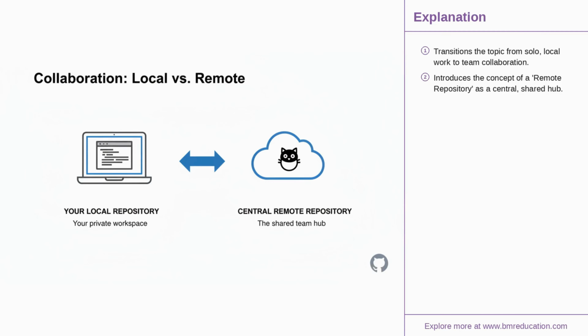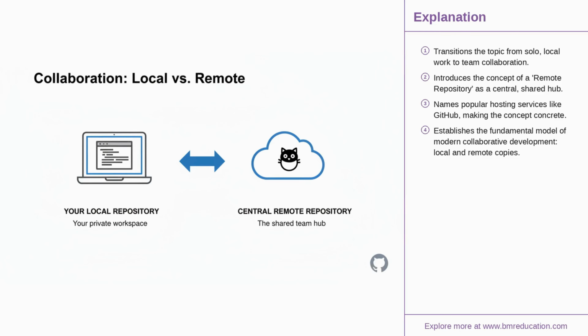So far, everything we've discussed happens on your own computer, in your local repository. But the true power of Git is unlocked when we collaborate. To do this, we introduce a remote repository, which is a version of your project hosted on a server, typically on a service like GitHub, GitLab, or Bitbucket.